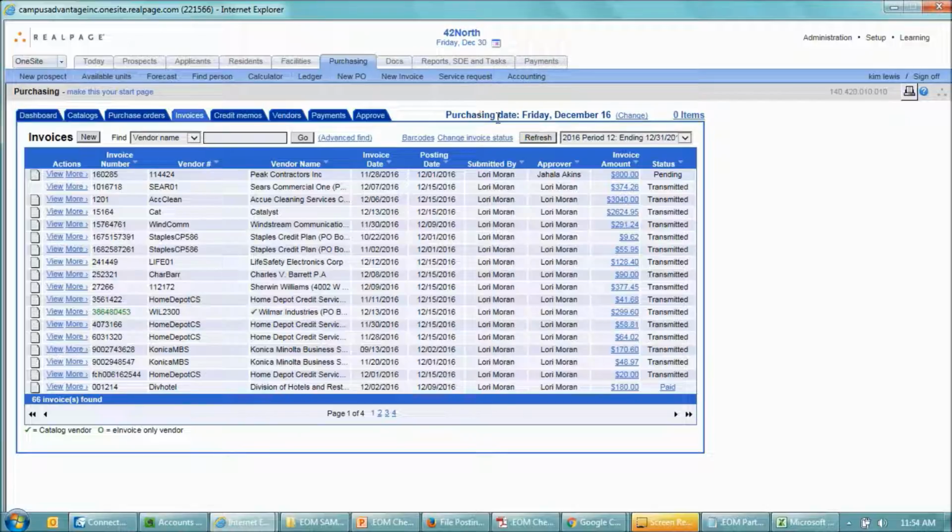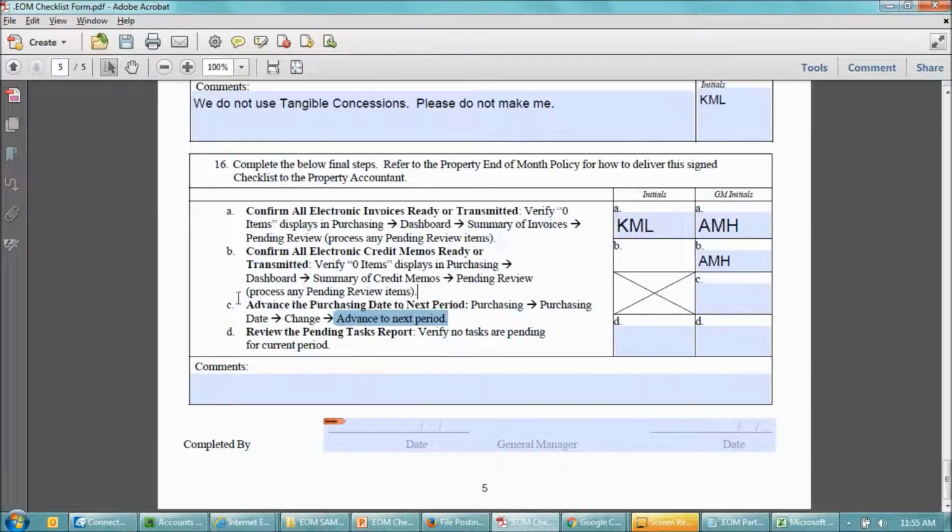Kim, you just said the same thing like 3 different ways. Yeah, I know. I'm going to do it one more time. You will never ever advance the property date to the next period. You might have to do it throughout the month, you advance from the 16th to the 17th of December. That's fine. But the next period, no. The property accountant will take care of the property date advancing to the next period. But the property will do the purchasing date to the next period. And that is identified here.